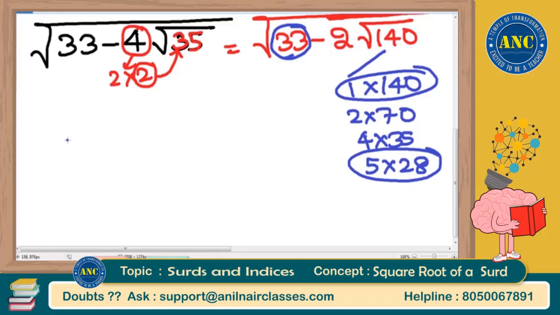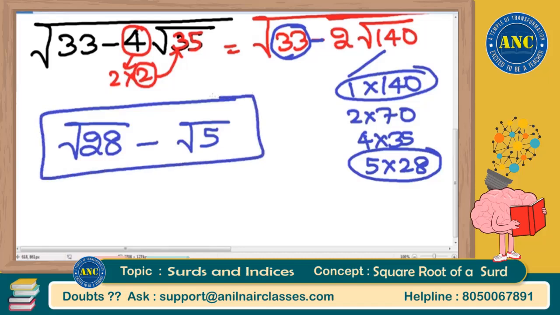That means, can I say that it is root 28 into root 5. So it is root 28 and root 5. Because it is minus, put down minus. This should be the answer. Straightforward answers you can get, sir, but the only thing is it requires a lot of practice. Idea clear, sir? Answer is root 28 minus root 5.